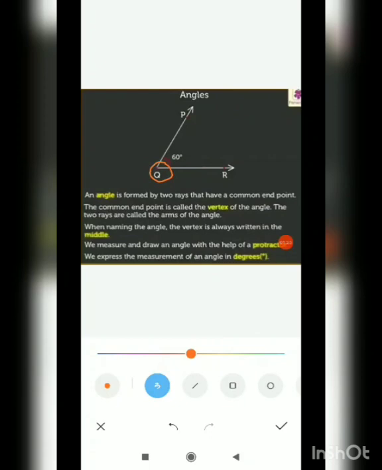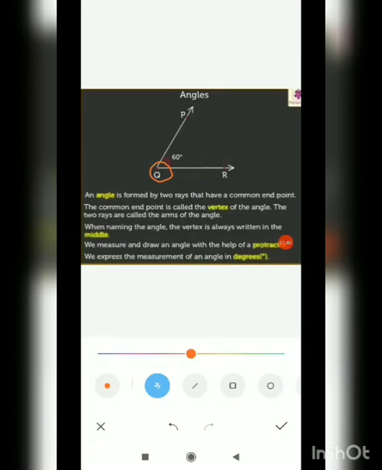Clear? So this common point has a special name. What is the name of this common point? This is known as vertex. Clear? Keep in mind the common point where these two rays meet, the name of that point will be vertex, and the angle will be formed on that point by these two rays.